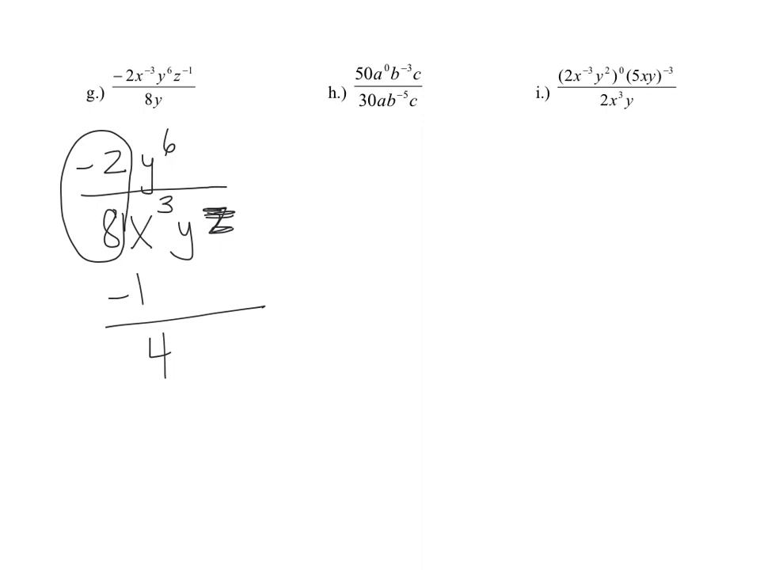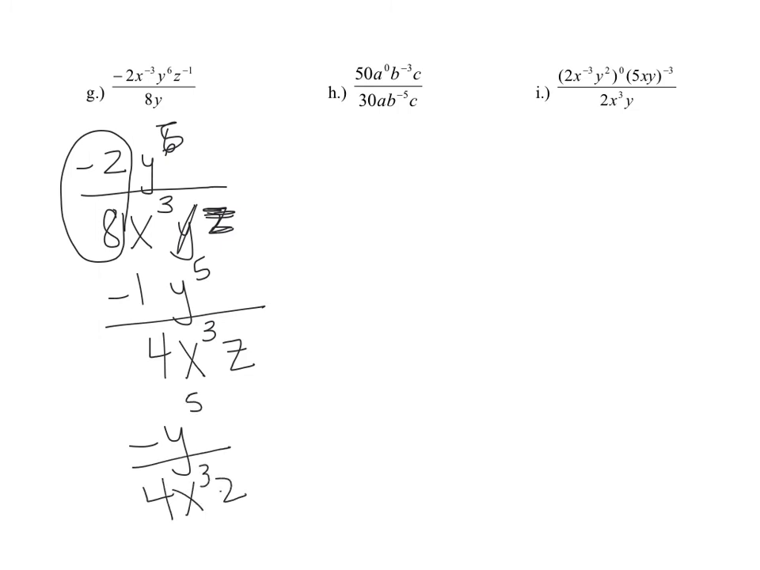And then that y to the 6th over y, that y cancels out, leaving you with 5 on the top. So it's y to the 5th. There's no y's on the bottom. And on the bottom, you just have x to the third z. Does that negative 1 need to be there? It doesn't, right? Their final answer would really look like this. Negative y to the 5th over 4x to the third z.